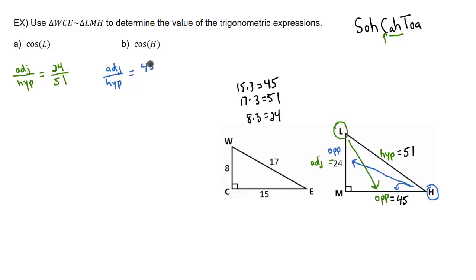And then the hypotenuse for H is going to be 51 as well. The hypotenuse never changes. It's always the longest side of our triangle. So these two fractions right here are going to be the answers for cosine of L and cosine of H. We knew that because our triangles were similar. If we didn't know that these triangles were similar, I'm not sure we'd be able to find those answers.